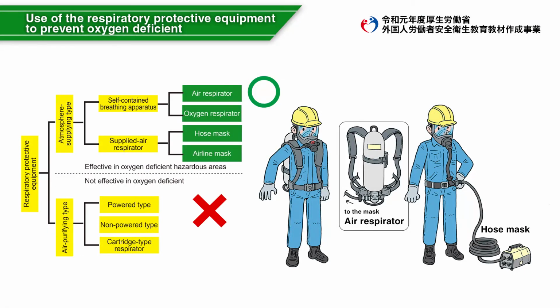When working in an oxygen-deficient hazardous area, it is necessary to repeat oxygen concentration measurement and ventilation to keep the oxygen concentration above 18%. However, when working in a place where it is technically difficult to measure concentration or ventilate before starting work, or when rescued in the event of an accident, it is necessary to use protective equipment for breathing to prevent hypoxia and secondary disasters. Use an air supply type respirator or a hose mask.